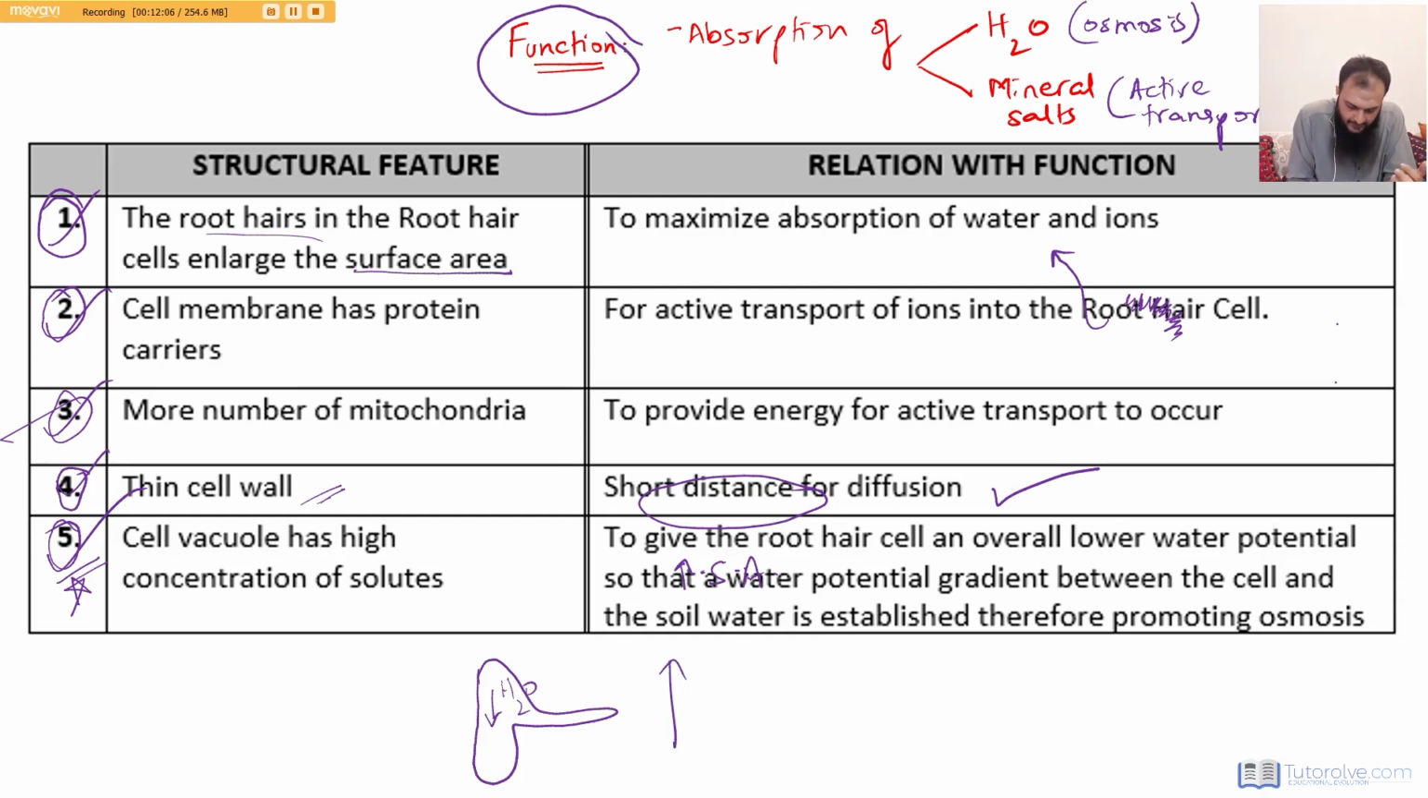So basically what will happen is the water will move from the region of its higher concentration to the region of its lower concentration across the partially permeable cell membrane, okay? So basically, the very fact that the cell vacuole has high concentration of solutes would basically facilitate this process of osmosis. Okay, again, make sure that when we do topic number 2, you come back to this video. This will make more sense. Okay, so this finishes the topic of root hair cell.